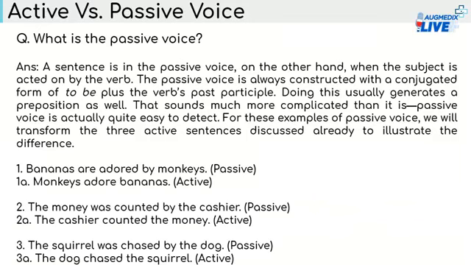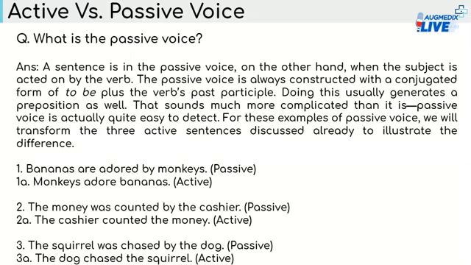Take a look at the active voice first. Monkeys adore bananas, right? Here the focus is on the subject, which is monkeys. Now what are they doing? They adore. So monkeys adore bananas. But in the passive construction, the focus is shifted. Now, the subject has also changed. The subject is no more monkeys. The subject is now bananas. Bananas are adored by monkeys.